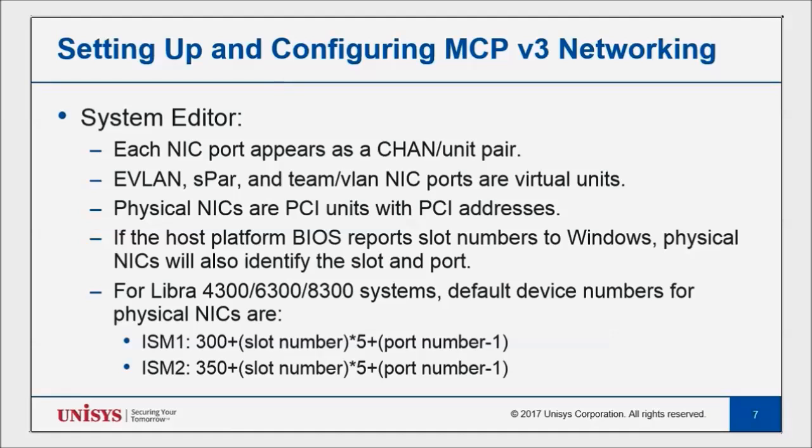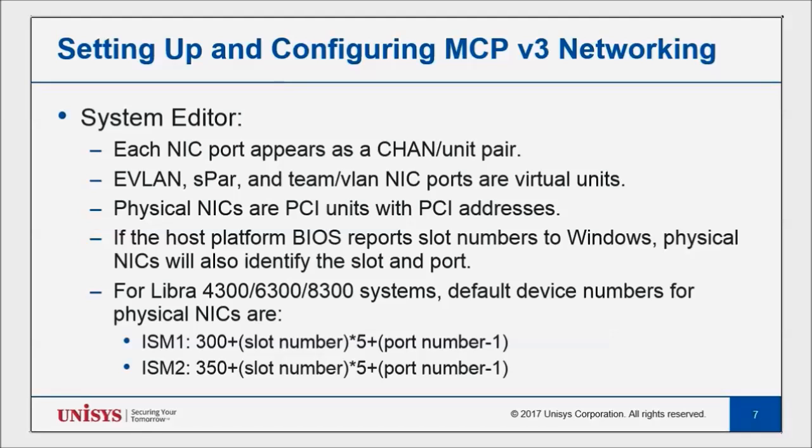Okay, now I'll talk about setting up and configuring networking v3. Within System Editor, each NIC port appears as a CHAN and NP unit pair. So there's one entry in the system editor for each NP unit, and the CHAN NP unit thing is simply because that's the way everything's designed. Every unit has to have a CHAN.